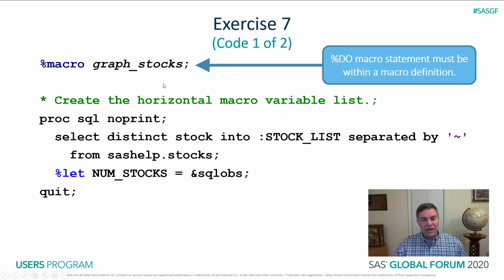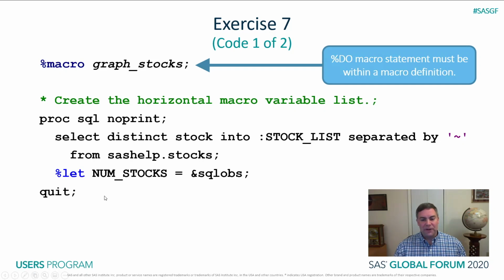Because we're going to use a macro do loop, we have to do this inside of a macro definition. You can't do %do out in open code. We need it inside of a macro definition. So first we define a macro. This one's called graph stocks. And then we have a SQL step, and this part's given to you as part of the exercise.